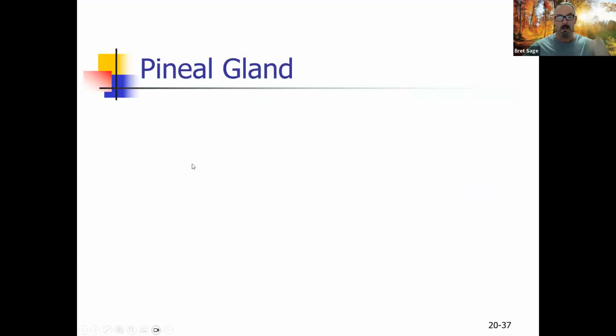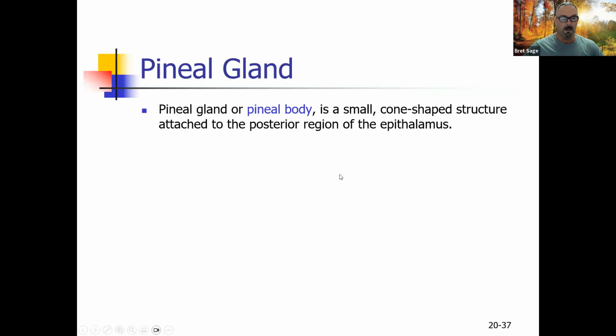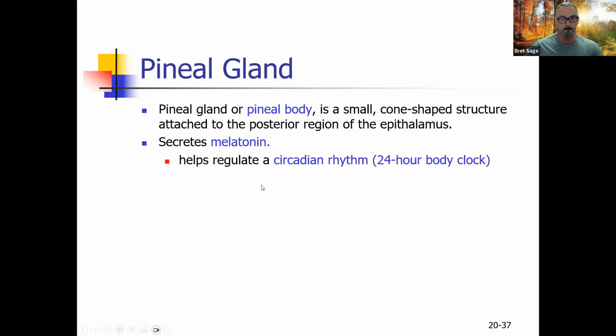Pineal gland found in your brain. Pineal gland, or pineal body, is a small cone-shaped structure attached to the posterior region of the epithalamus, which is behind the thalamus. It secretes melatonin. You may have seen this in supplements. It helps you fall asleep.